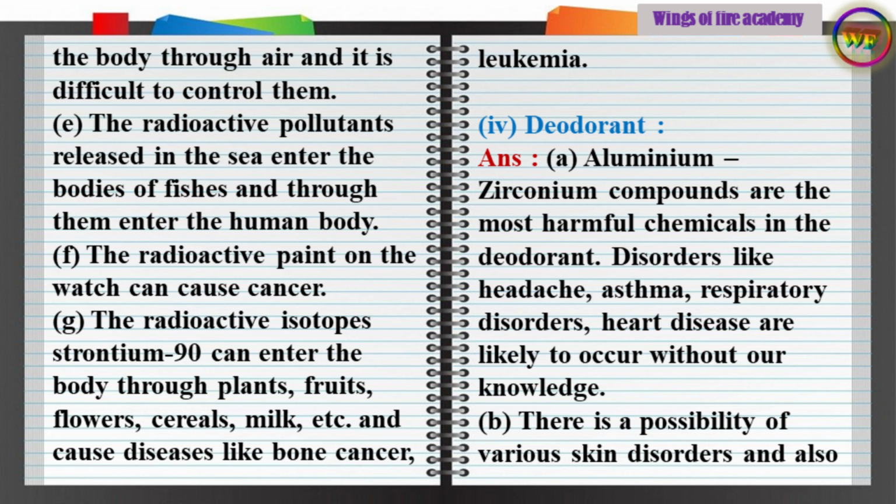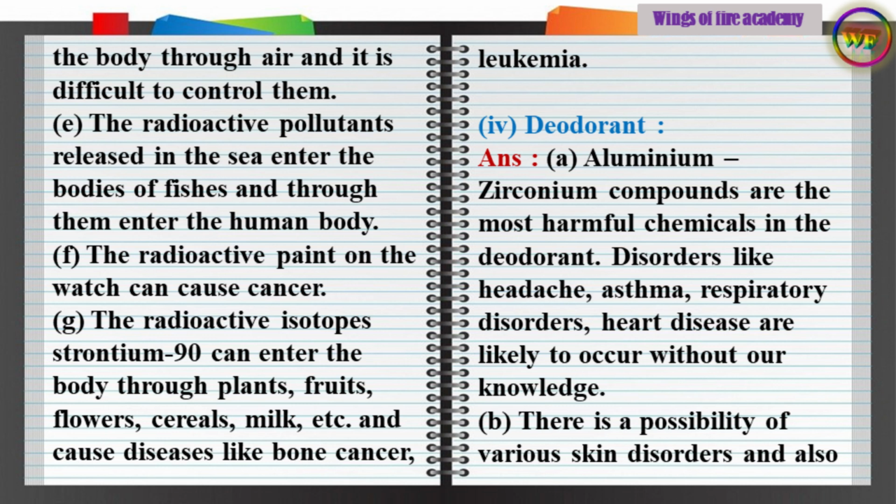E. The radioactive pollutants released in the sea enter the bodies of fishes and through them enter the human body. F. The radioactive paint on the watch can cause cancer. G. The radioactive isotope strontium-90 can enter the body through plants, fruits, flowers, cereals, milk, etc. and cause diseases like bone cancer, leukemia.